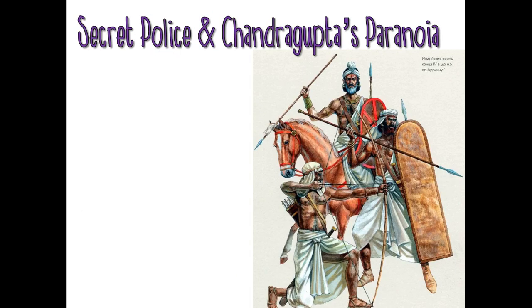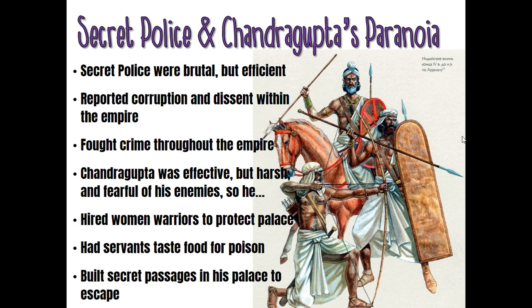All right. Now, speaking of the secret police, it ties in with Chandragupta's personality. He was a paranoid person. Here you see a picture of the secret police, a depiction of them. They were brutal. They were efficient, though. They did the job that needed to be done. They reported corruption and dissent within this big empire in India, and they fought crime throughout the empire. Chandragupta was effective, but he was harsh and fearful of his enemies.